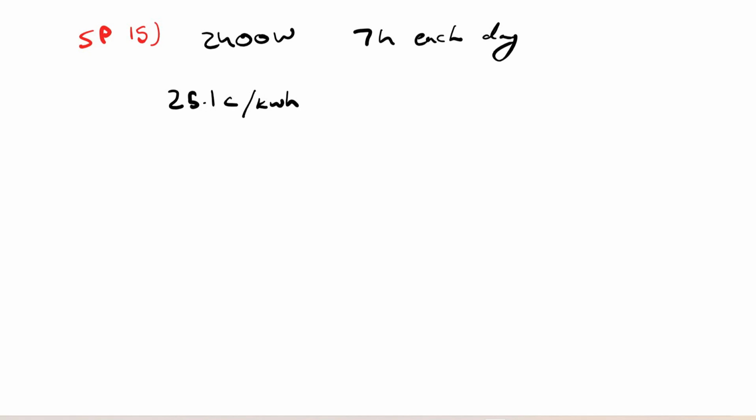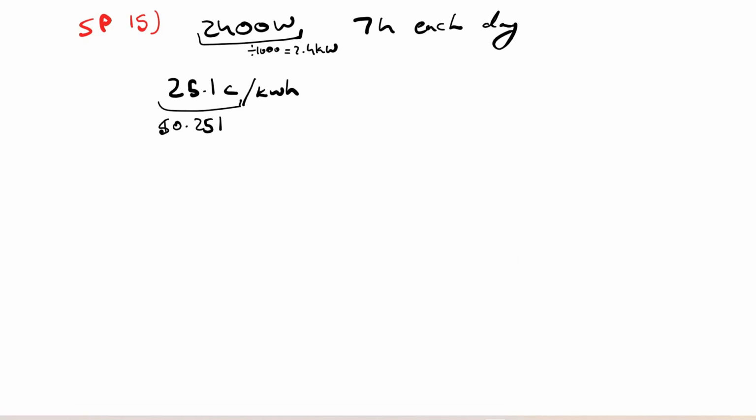And what is the cost of running the heater for 10 days? So first what we want to do is change to normal units. So we divide by 1,000 to get 2.4 kilowatts. And we want this in dollars, so this would be $0.251 per kilowatt hour. Alright, so the first thing we want to work out is how many kilowatt hours are used each day.